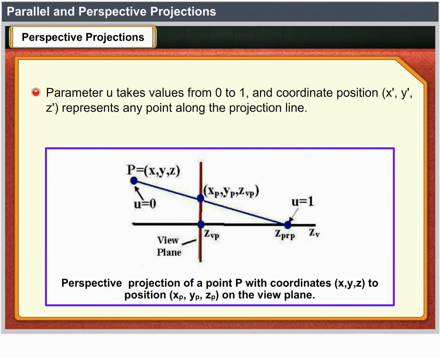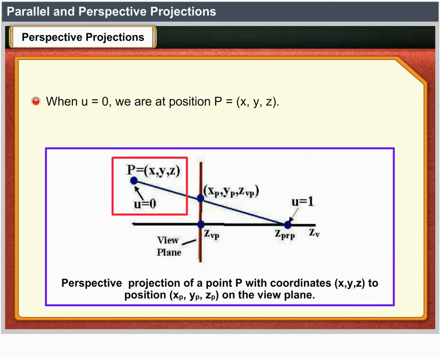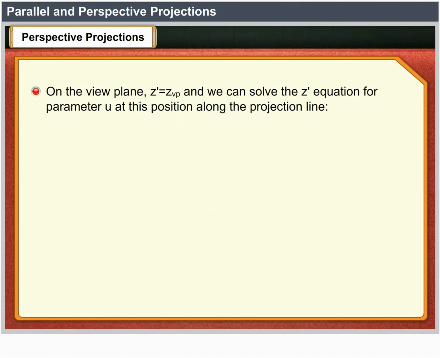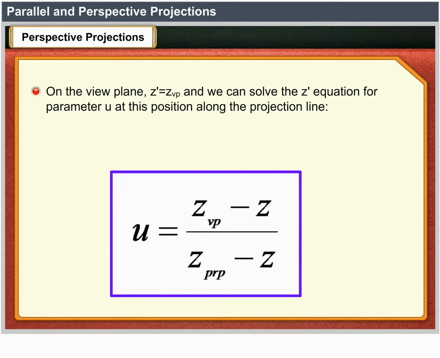Parameter u takes values from 0 to 1 and coordinate position x', y', z' represents any point along the projection line. When u equals 0, we are at position P equals x, y, z. At the other end of the line, u equals 1, and we have the projection reference point coordinates 0, 0, zprp. On the view plane, z' equals zvp, and we can solve the z' equation for parameter u at this position along the projection line. u equals zvp minus z over zprp minus z.